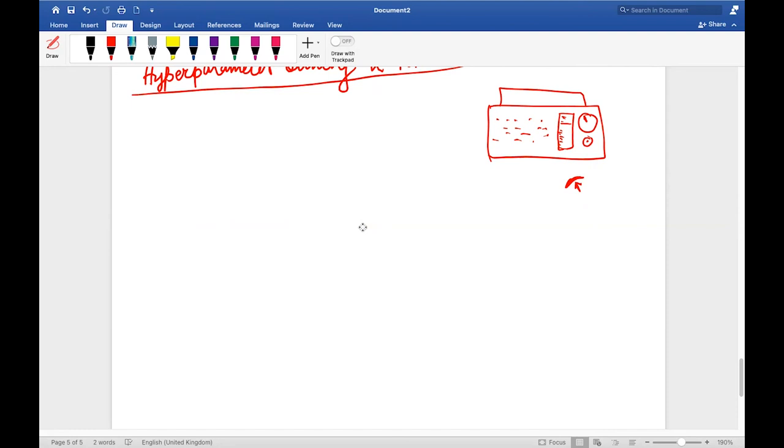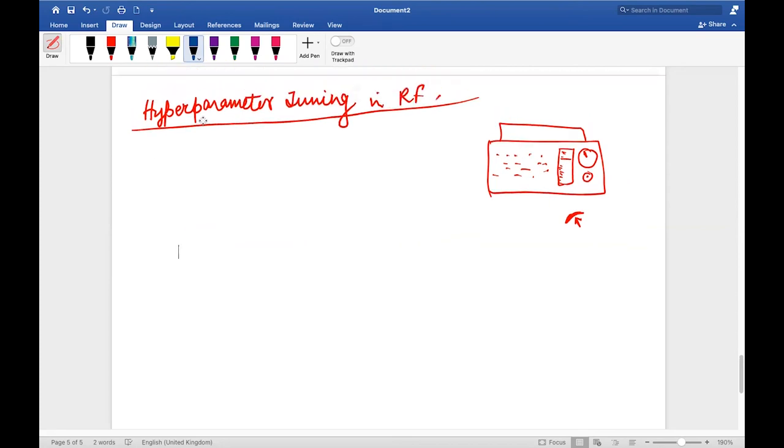Yes or no? Yes. Similarly, based on your requirement, wherever you think it's good, let's say you are happy with 60% accuracy in your problem, you are happy with this much accuracy also.